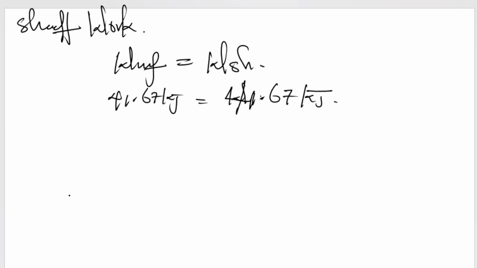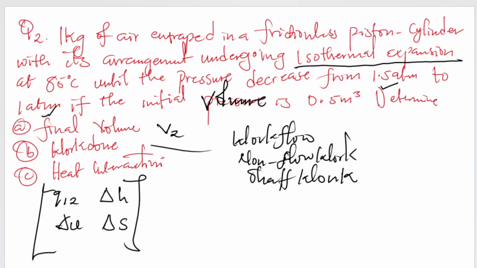Now let's consider the heat interaction. That was the next question that was asked, to calculate the heat interaction of the system. Are we together? To calculate the heat interaction of the system, you need to know the heat interaction for state 1 and state 2, which is Q12. You need to know the change in internal energy, the change in enthalpy, and also the change in entropy of the system.